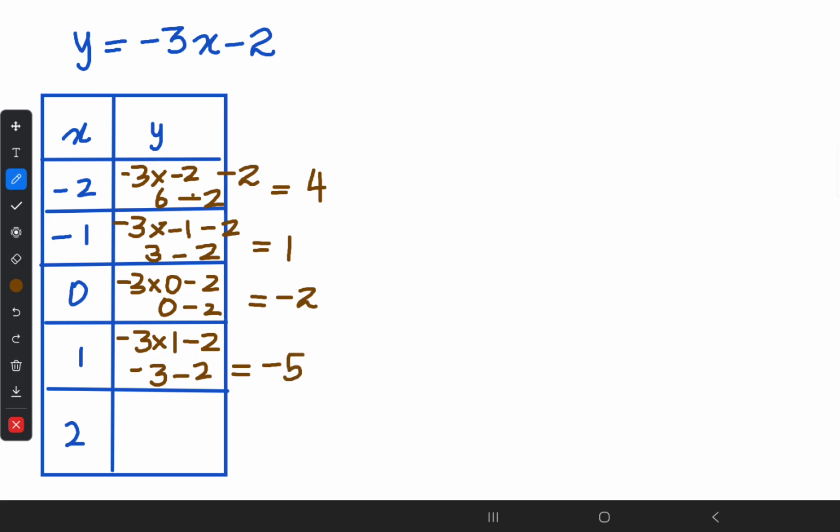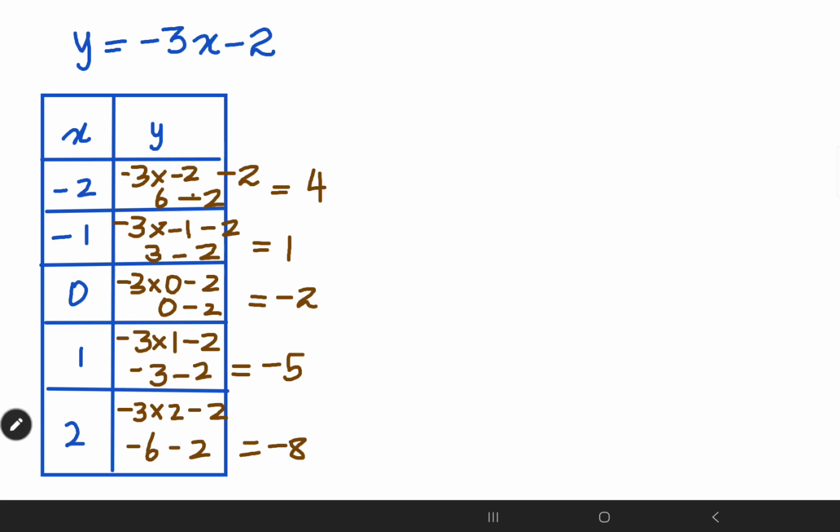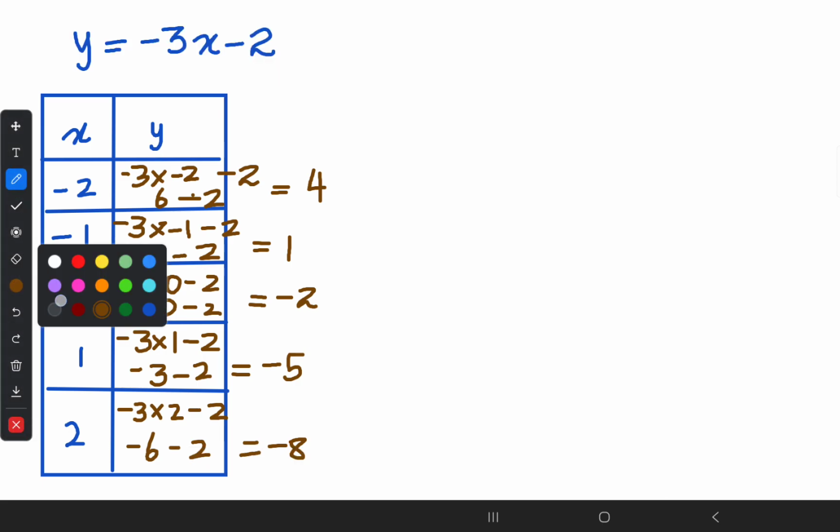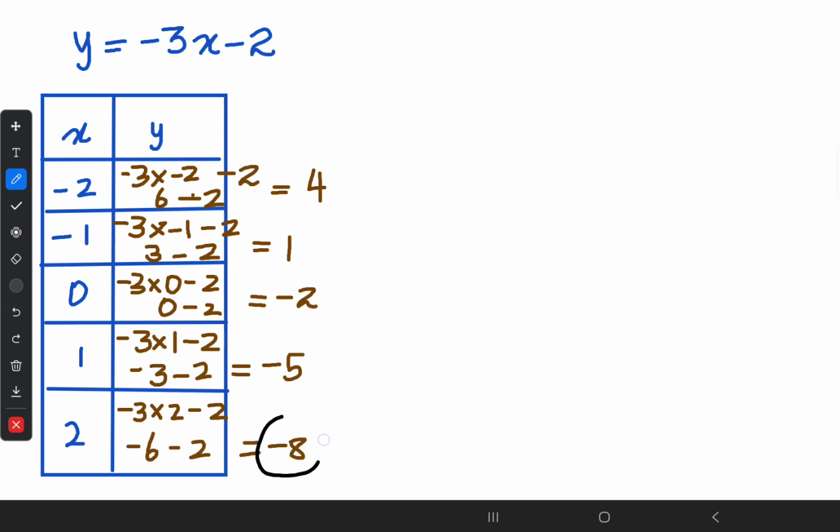Then finally, substitution of 2. Negative 3 times 2, minus 2. Multiplication first: negative 3 times 2 is negative 6, minus 2 is negative 8. That's all about identifying the y values. Now let's plan our axes. The minimum value on the x-axis is negative 2 and the maximum is positive 2. The minimum value on the y-axis is negative 8 and the maximum is positive 4.